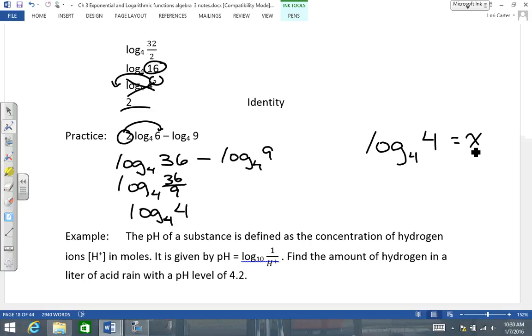Moving forward to x equals 4. Good job. Base, exponent, answer. So 4 to the x equals 4. What is this really to the power of? 1. So what does x equal? 1. So what's the log base 4 of 4 equal? 1. Did you just know that they canceled? Yes, you're supposed to know that they cancel. It equals 1.